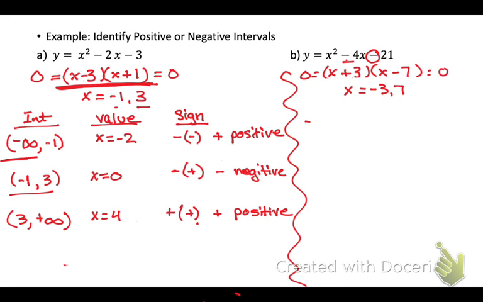Negative infinity to negative 3. Negative 3 to 7. And 7 to positive infinity.